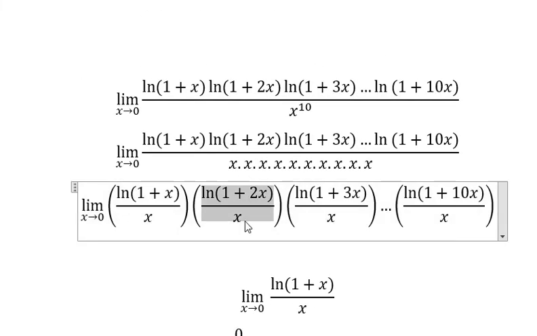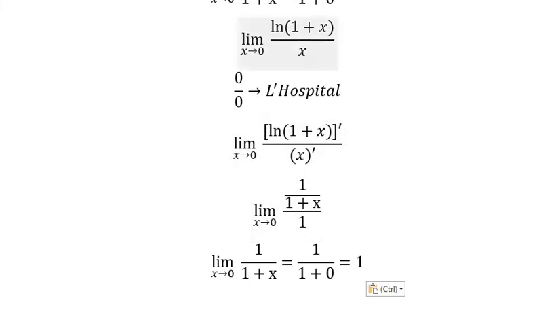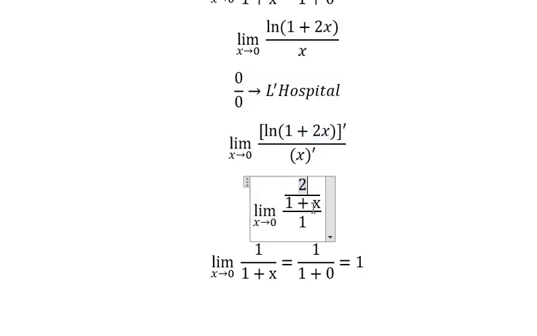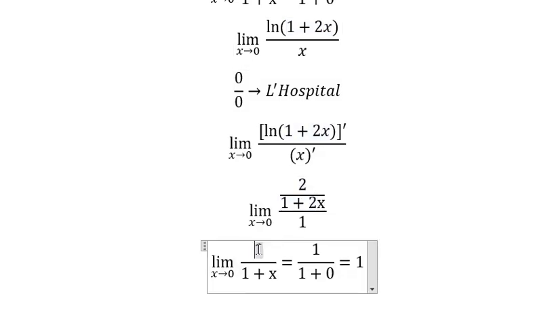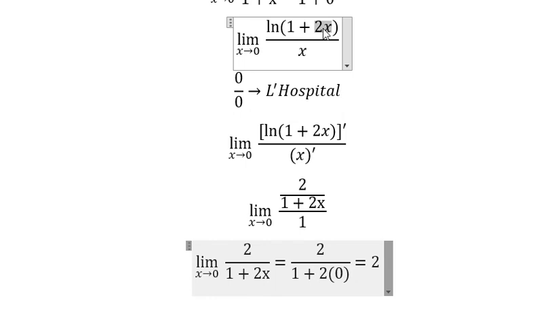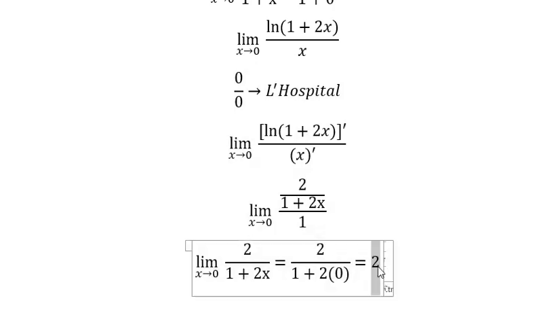Now let's go to the second one. So I will put number 2 in here, and this one we have like this. So we do the same technique when x approaches number 0. This one we have number 0, and this one we have number 0. They repeat the same process, and we have number 2.